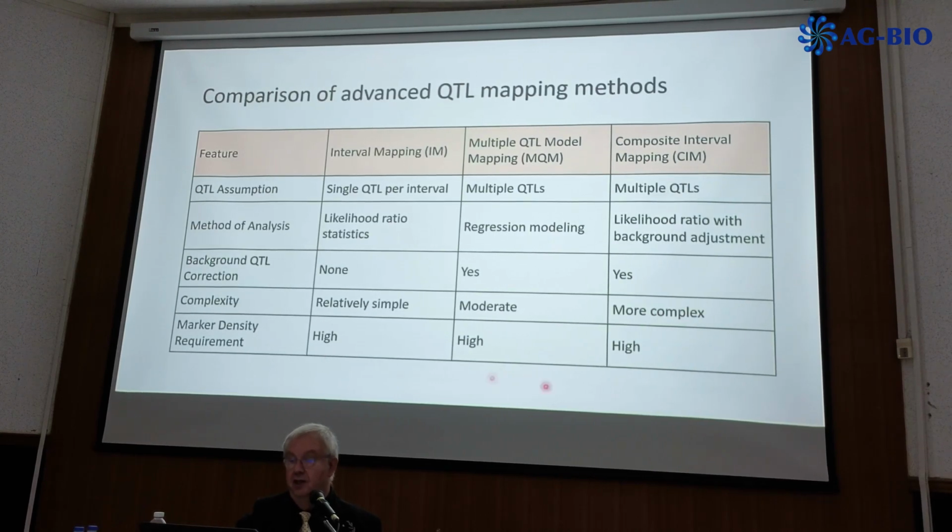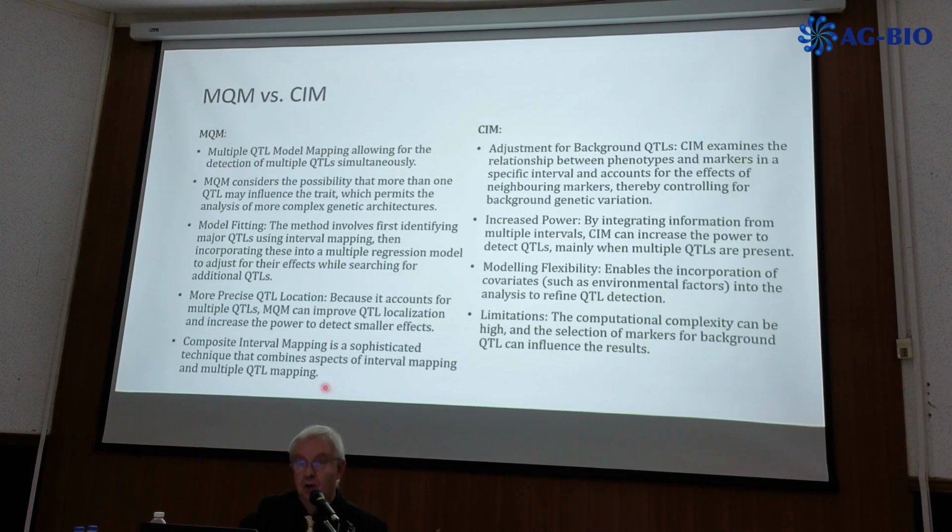But the marker density in all cases should be high to find the reliable position of the QTLs. Okay, now I have given here a summary of the comparison between the MQM model and the CIM. A lot of background information. You can have a look at it later on when you are at home. I understood that you can download my presentation, which is almost the same as what is available for you.